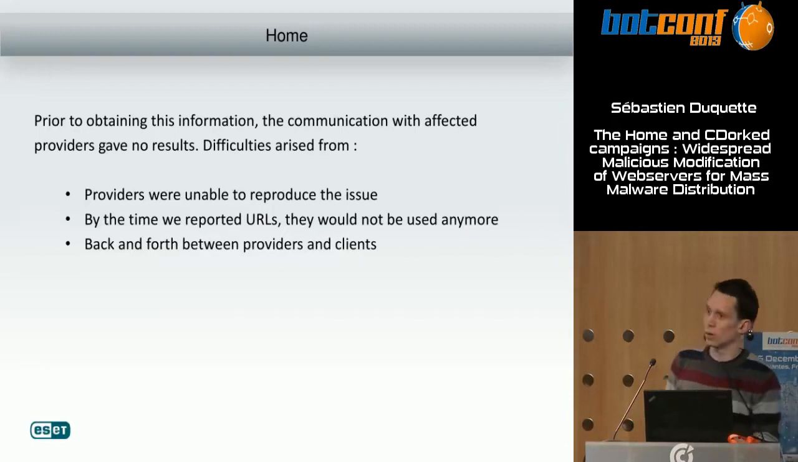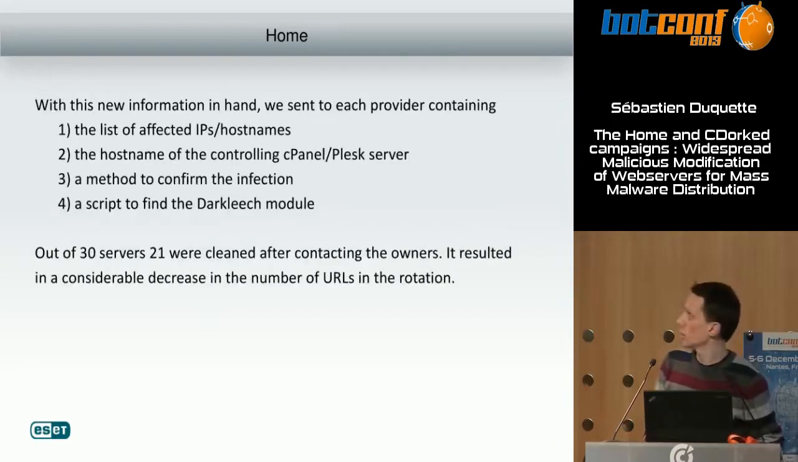So what we did, when we obtained those lists, is we sent a list for every compromised server: the affected IP addresses and host names, and the host name of the controlling cPanel server for each of them. We also sent a method, a really small curl command that you could use to confirm that your server was still proxying the requests, and a little script to find the Dark Leech module on the server.